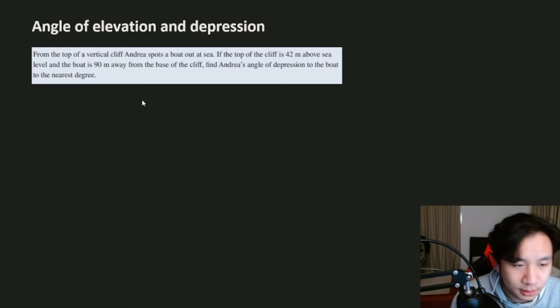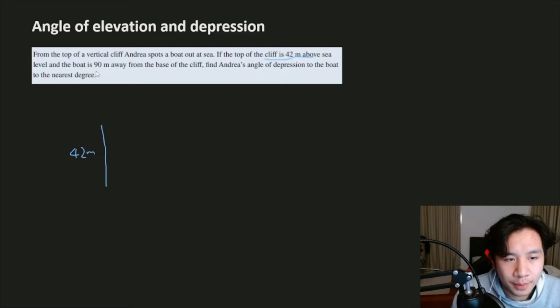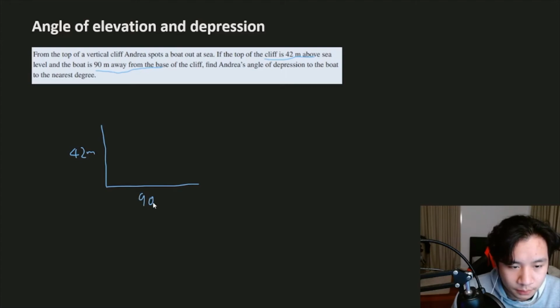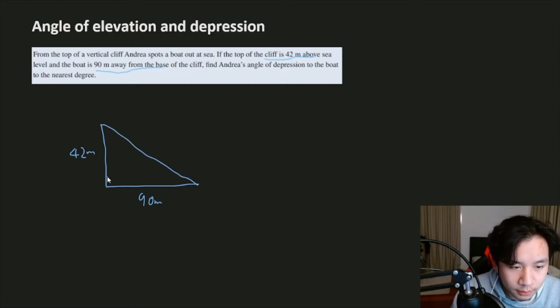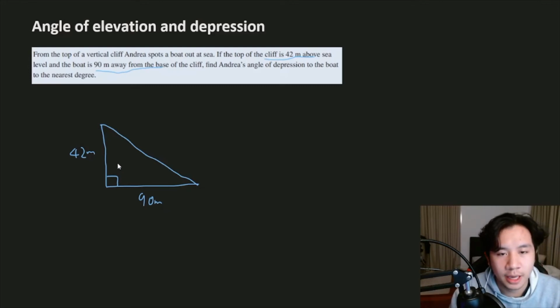this diagram is. So what we know is that this cliff is 42 meters tall. So I'll just draw a straight line here, and this will be 42 meters. And the boat is 90 meters away from the base of the cliff. So we search out 90 meters. And we're asked to find the angle of depression. So our triangle looks like this right now. Okay? And we're asked to find the angle of depression.